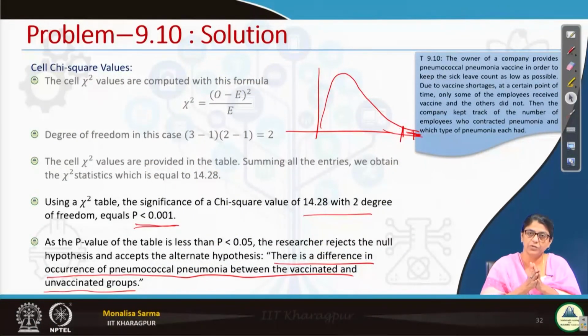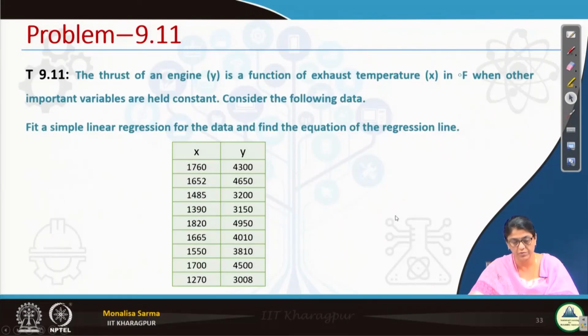We can not only tell whether there is some sort of correlation or not, we can also specifically point out for which category of data this correlation is present. So this is by using correlation with the chi-square distribution.